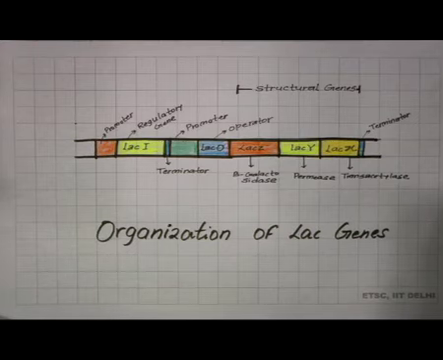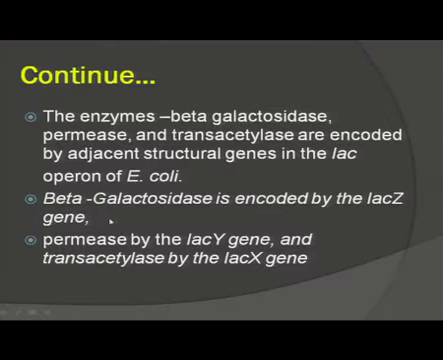So, beta galactosidase, encoded by the lac Z gene, will break down lactose into glucose and galactose. Permease is encoded by the lac Y gene. Permease will help the bacterial cell to accept the lactose molecule, and transacetylase, which is encoded by the lac X gene, helps in the acetylation of the molecules.